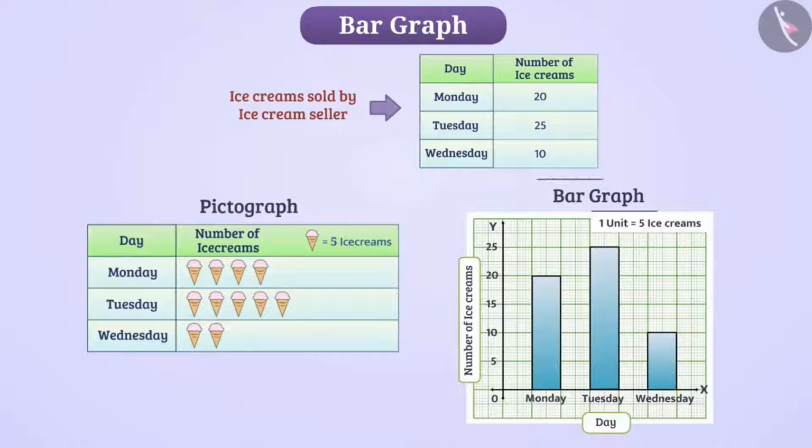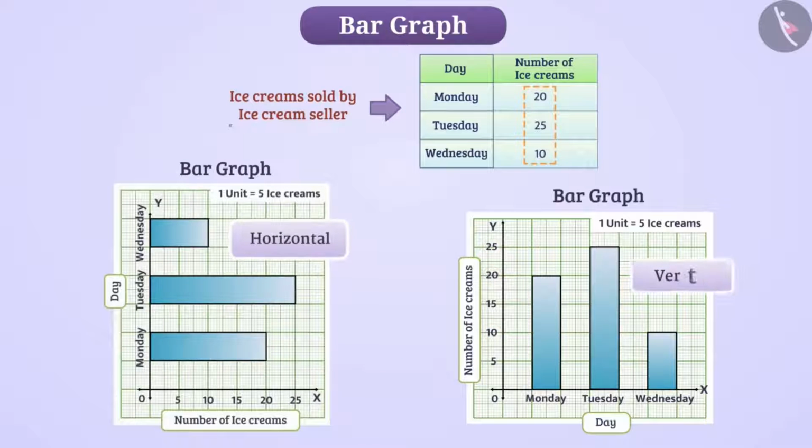Let's discuss a bar graph. Bar graphs are a way of representing numerical data in a pictorial form by creating bars of equal width at equal distances. The length of each bar in the bar graph displays the given number. We can draw the bar graph either horizontally or vertically.